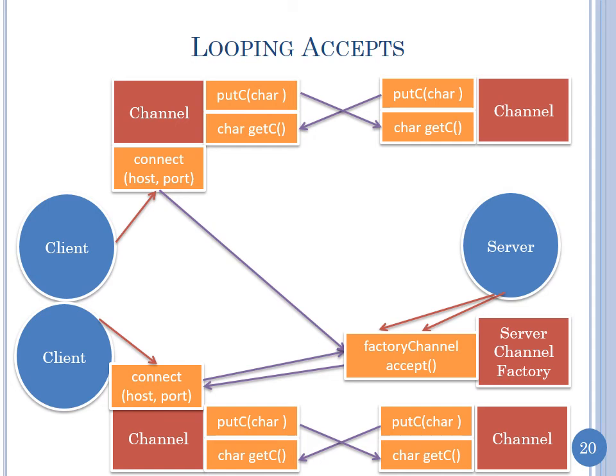Okay, so this is really what's happening, and we've changed the abstraction. We don't just have put C and get C. We also have connect and accept calls, and we don't just have one kind of channel, one kind of object. We have two kinds of objects. In the server, these objects are distinguished. One is a channel factory, one is a channel.